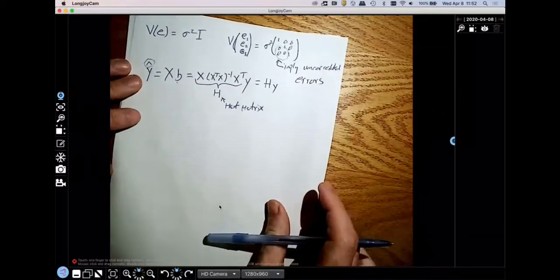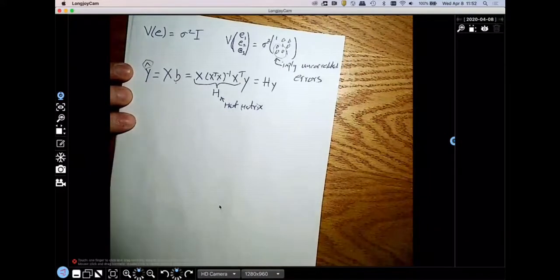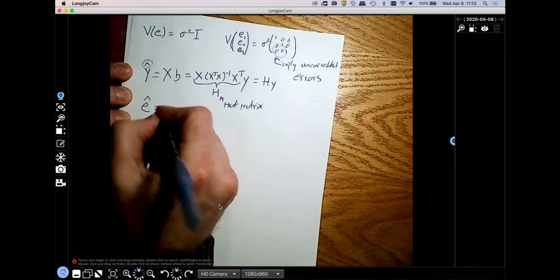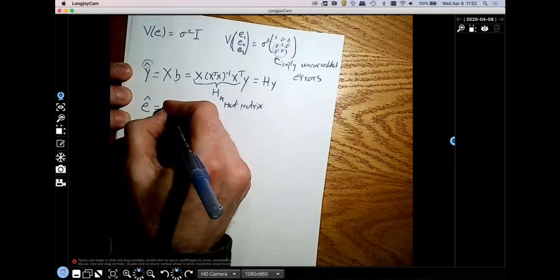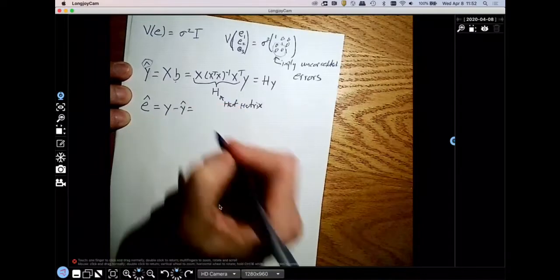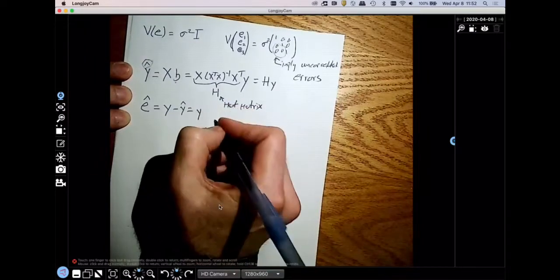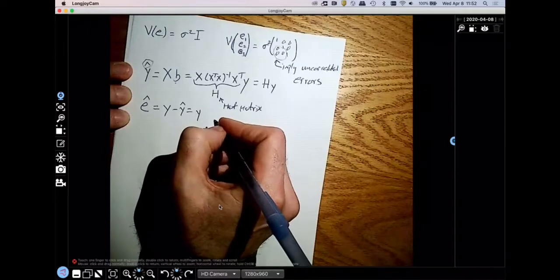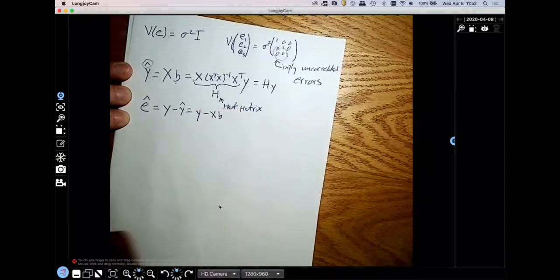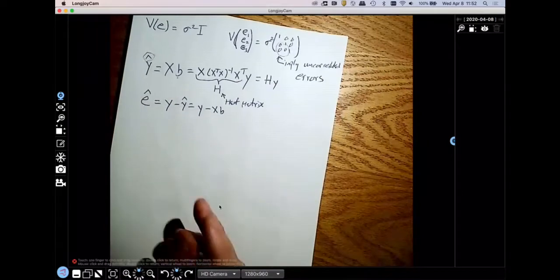Now, another key property is that my errors, which are equal to, well, what are my errors? It's just y minus y hat. So this is going to be y. And what is y hat? Well, it's just x times b. So that's another important result to have.